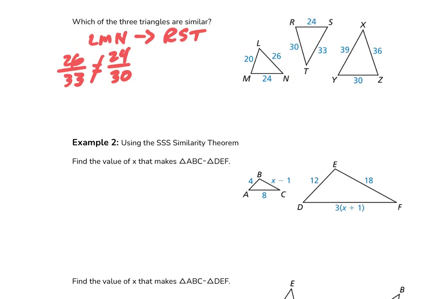So let's go LMN to XYZ. Okay, once again, big side is 26. Big side over here is 39.